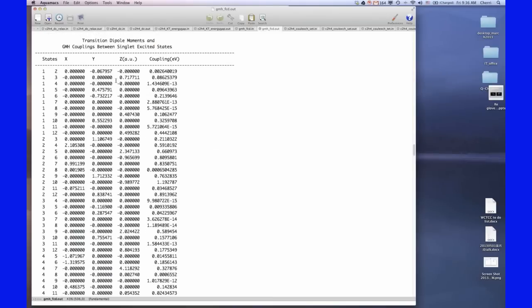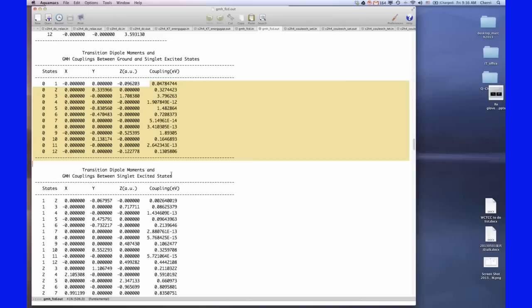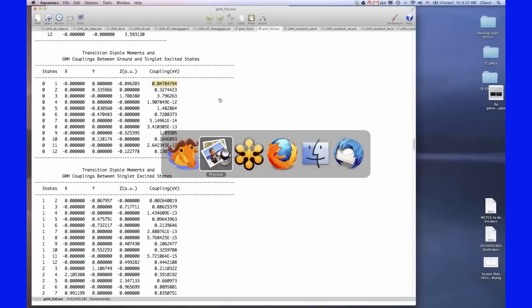But unless they are of electron transfer character, these values don't mean much. Unless you do have an electron transfer, these values are simply some calculated values. So now we know these are the electron transfer pair, and we know this value is their corresponding coupling.